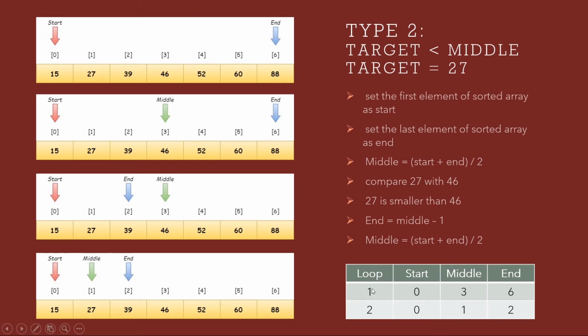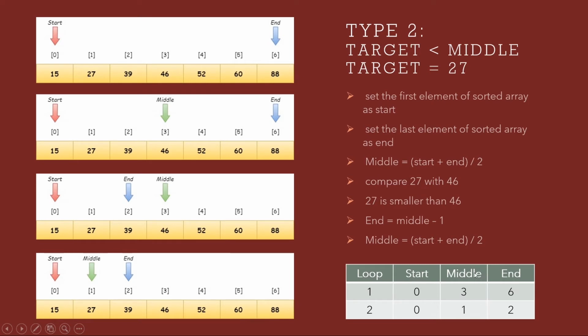For the first loop, because just now we already set the first element, which is at index 0, as the start, and we set the last element, which is index 6, as end. So we also will use the formula middle equal to start plus n divided by 2. So we use 0 plus 6 divided by 2, we'll get 3, index 3. So now index 3 is the middle.